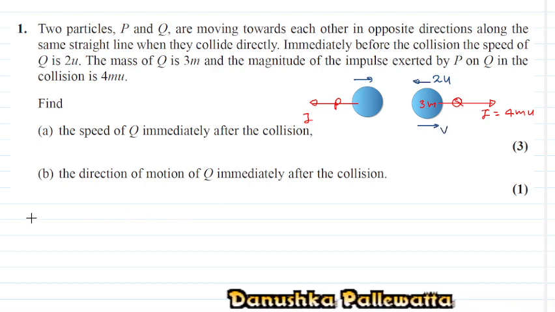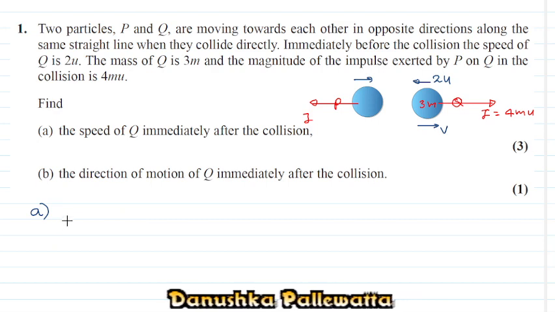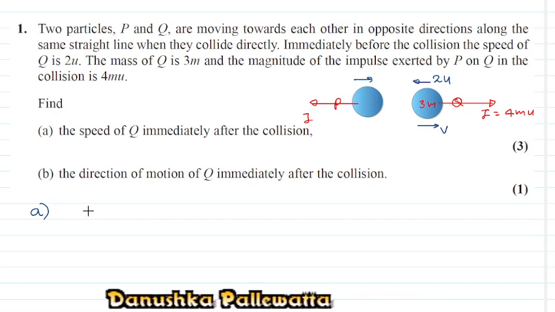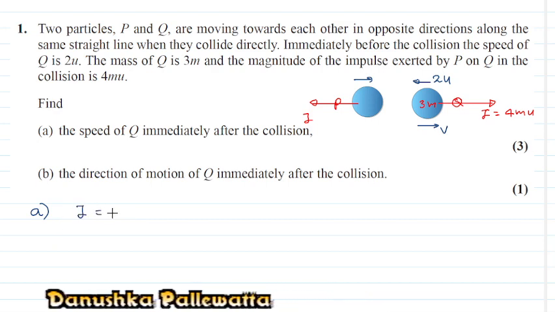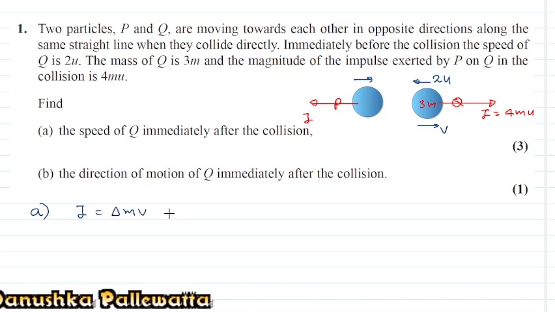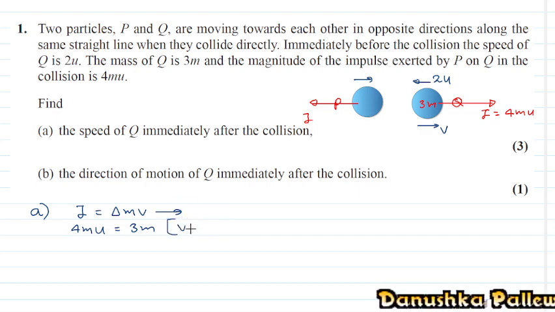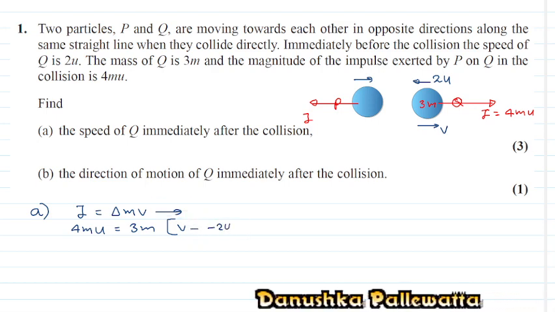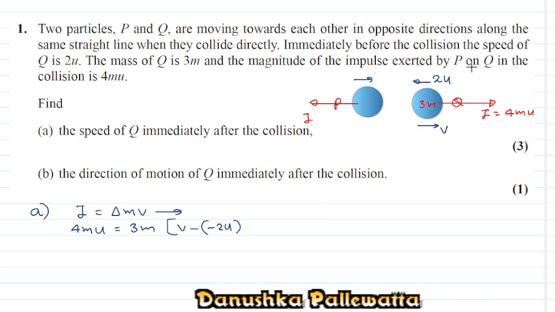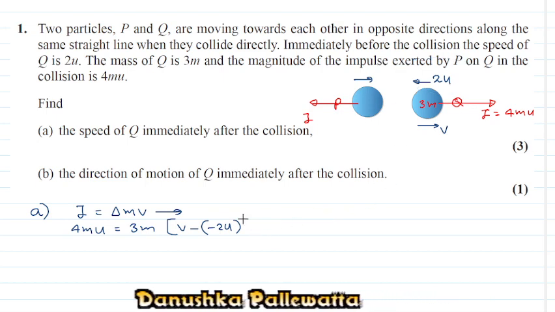Right. So to find the value of v, let's start by applying I equals delta mv because the impulse is given. I will apply it in the direction of the impulse. So I is 4mu equals the mass 3m into the final velocity v in this direction, minus the initial velocity in this direction. It is minus 2u because the initial velocity is in the opposite direction.